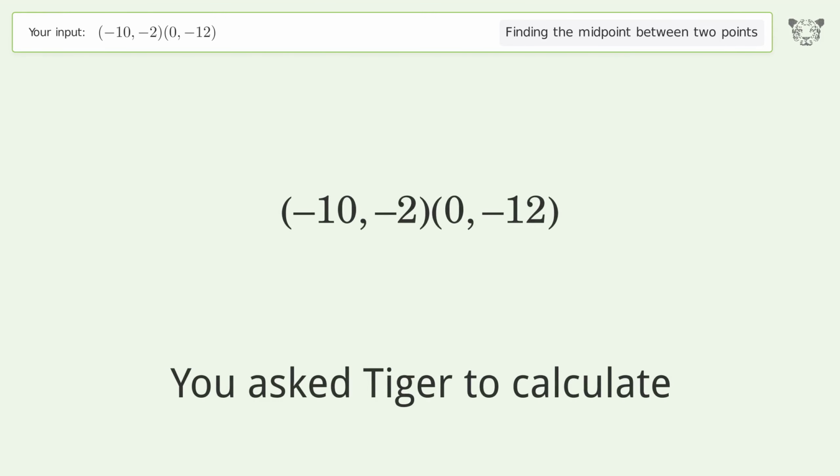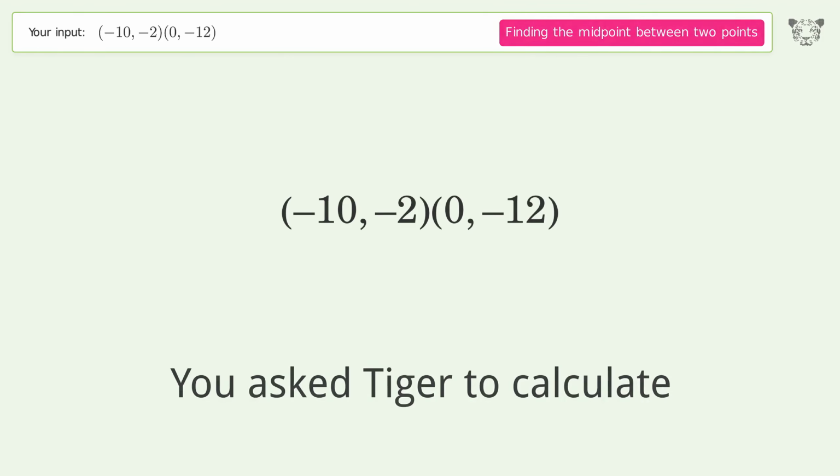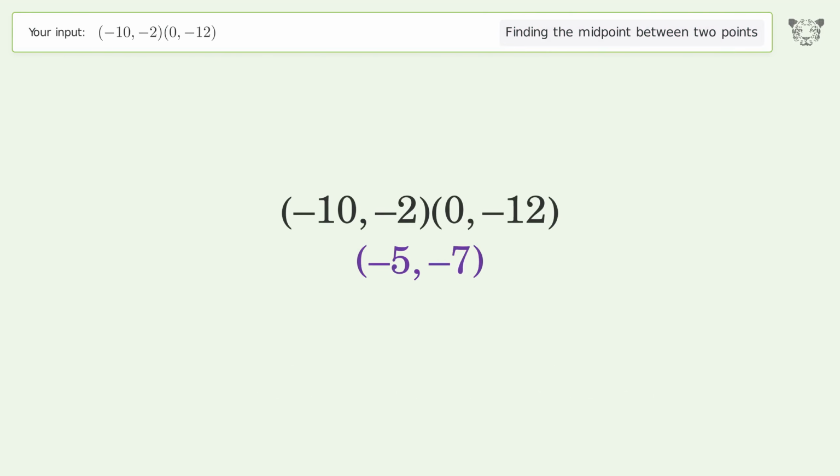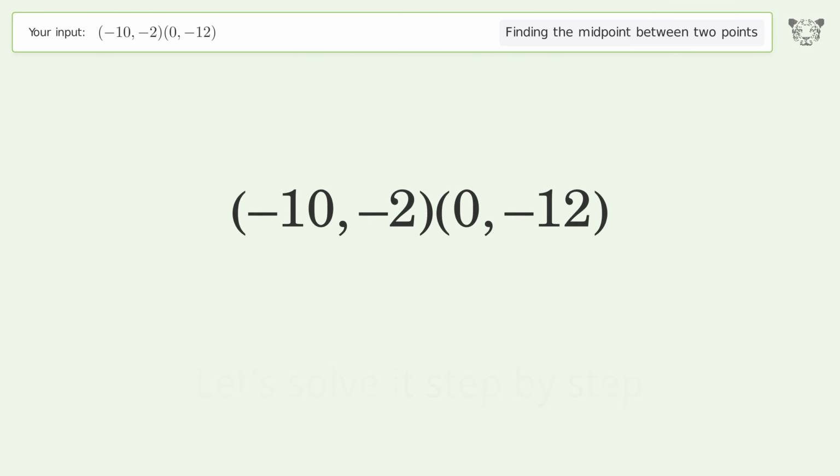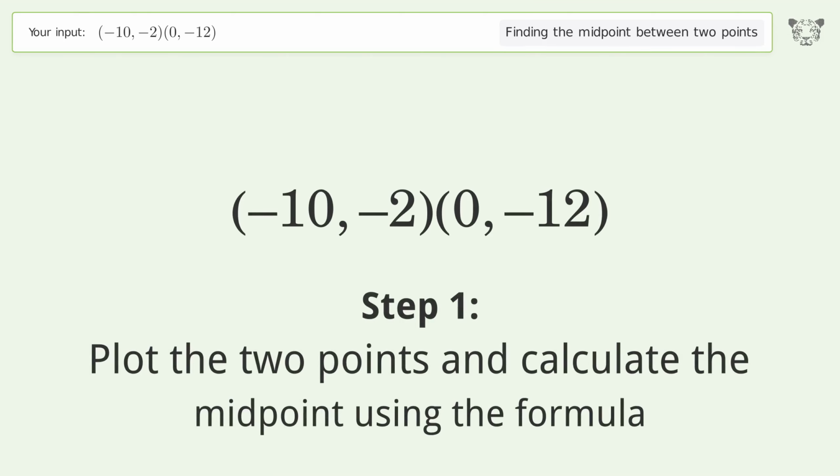You ask Tiger to calculate. This deals with finding the midpoint between 2 points. The midpoint between the 2 points is -5, -7. Let's solve it step by step. Plot the 2 points and calculate the midpoint using the formula.